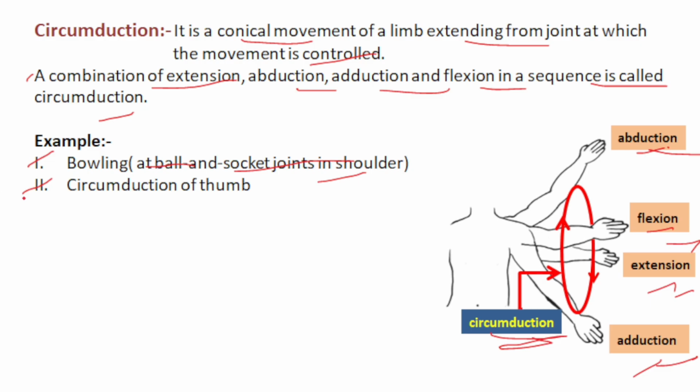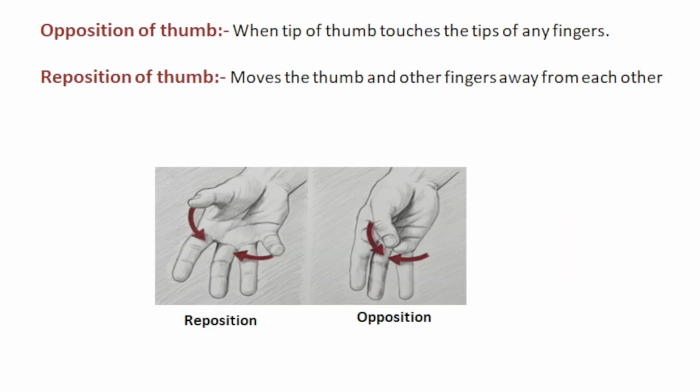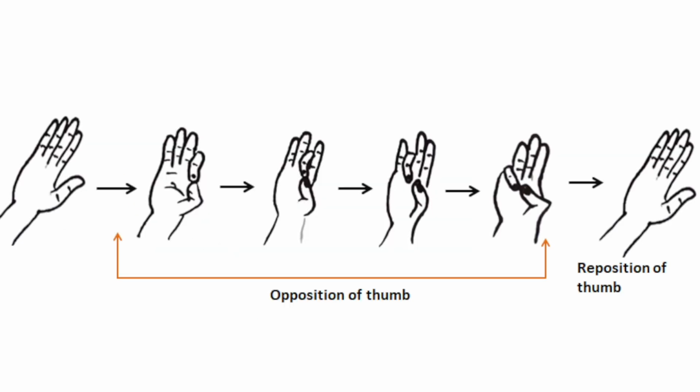Then the second example is circumduction of the thumb. Then opposition and reposition of the thumb. First, opposition of the thumb. When the tip of the thumb touches the tips of any of the fingers, it is called opposition of the thumb. And then the reposition of the thumb. When the thumb and the other fingers move away from each other, it is called the reposition of the thumb. You see in this picture, these are all examples of the opposition of the thumb, and this is the example of the reposition of the thumb that I tried to explain with this image, and I drew this image.